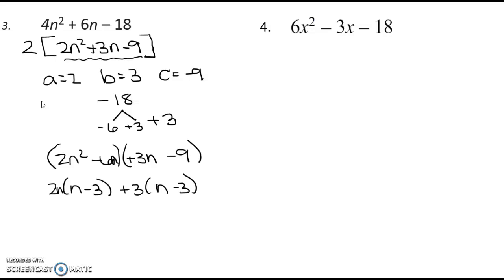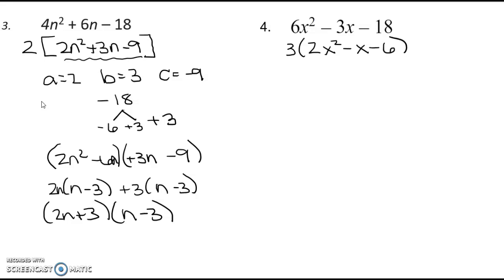Stop, check. Are we on the right track? Yes, because both of our binomials match here. So I have 2n plus 3 and n minus 3. Okay, looking at 4, do I have a greatest common factor? I do. I can pull out a 3. Okay, so that gives me 2x squared minus x minus 6.